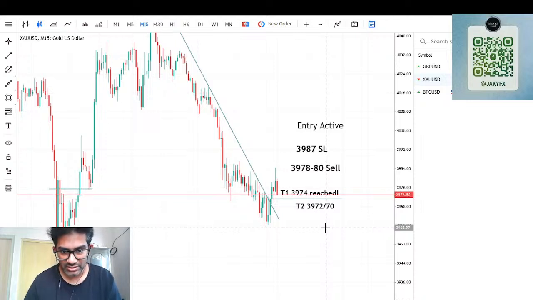Okay, those who are risk traders and are still holding on, we are already at 3972, the second target. Yes, you can book the profits. Those who are waiting for the second target, we have reached 3972, you can book the profits.